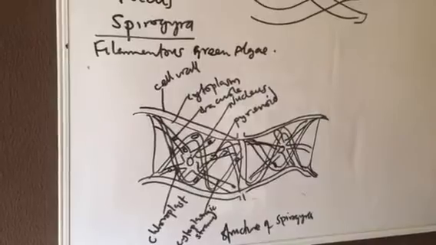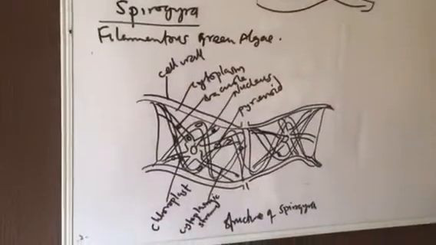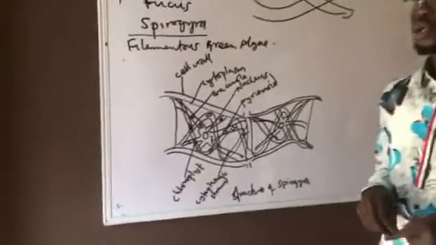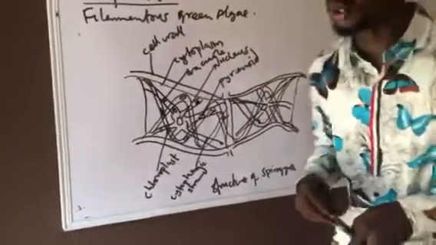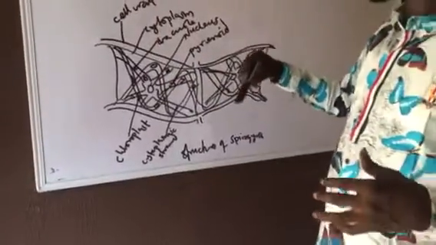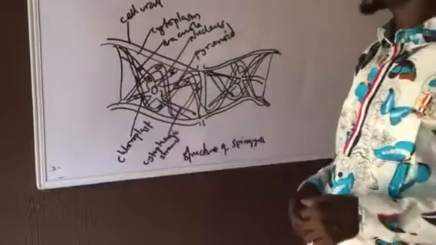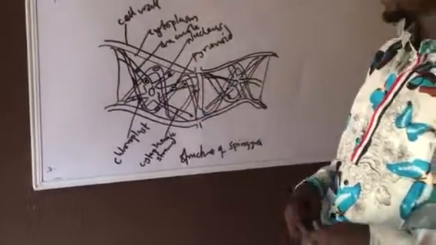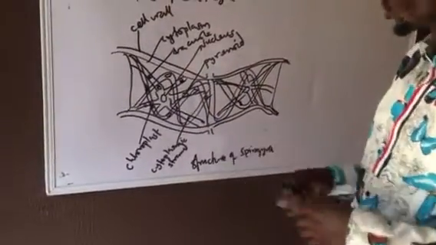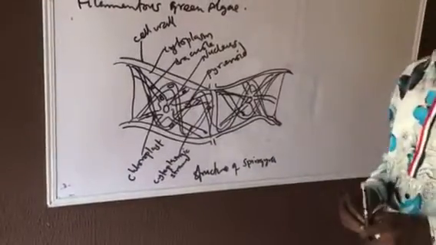Spirogyra consists of a long filament. So Spirogyra carry out both sexual and asexual reproduction. But as you can see, the cell wall consists of different materials. So the cell wall protects the internal structure. Then we have the cytoplasm. Inside the cytoplasm, we have the whole structure. Then we have the vacuole, which is responsible for storage.